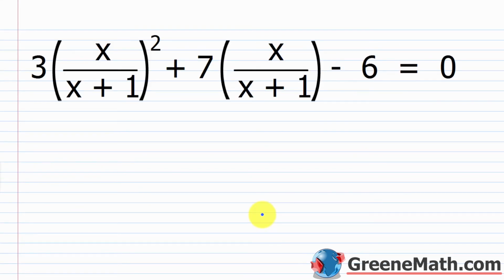All right, let's take a look at another one. So we have 3 times the quantity x over x plus 1 squared plus 7 times the quantity x over x plus 1, then minus 6 equals 0.